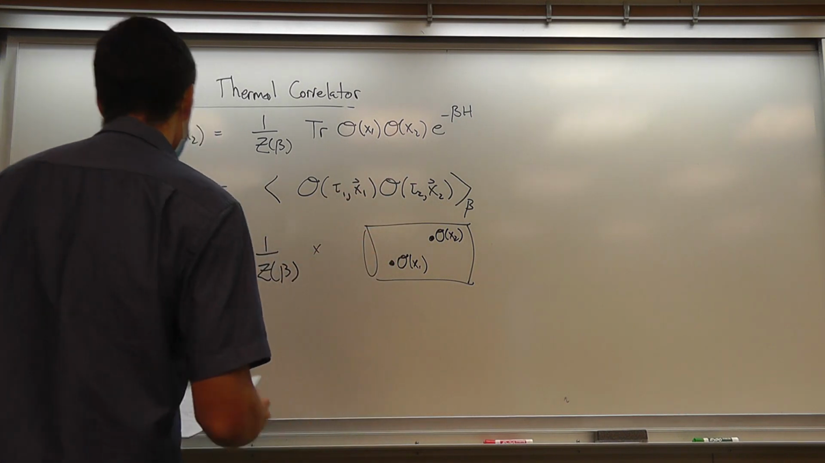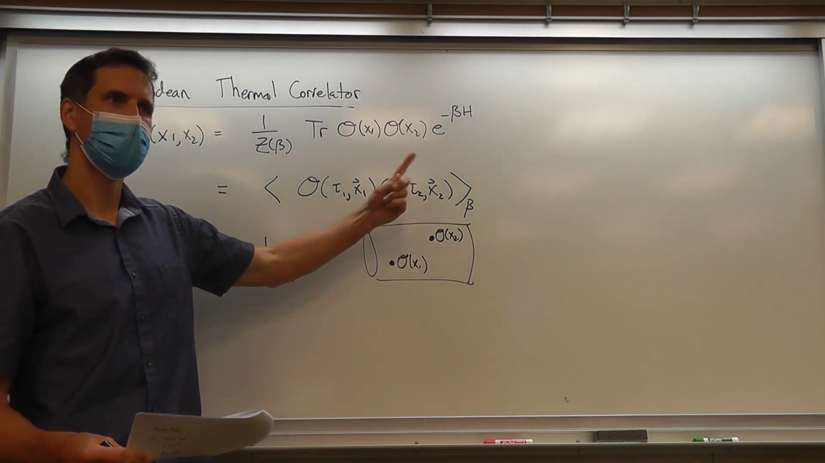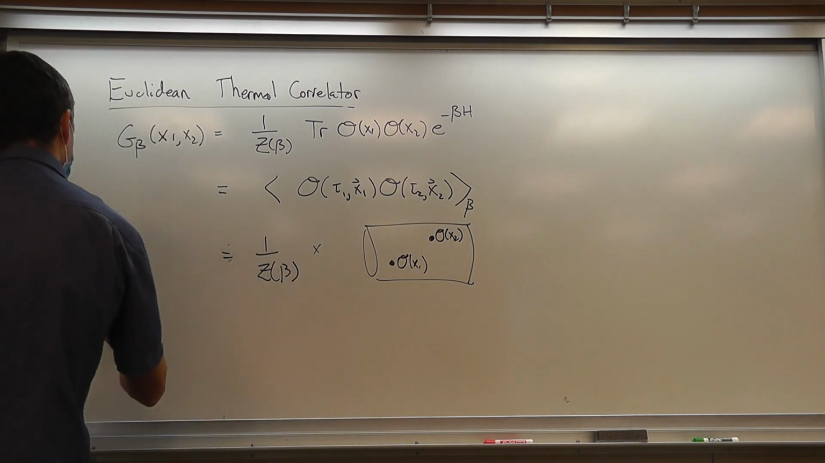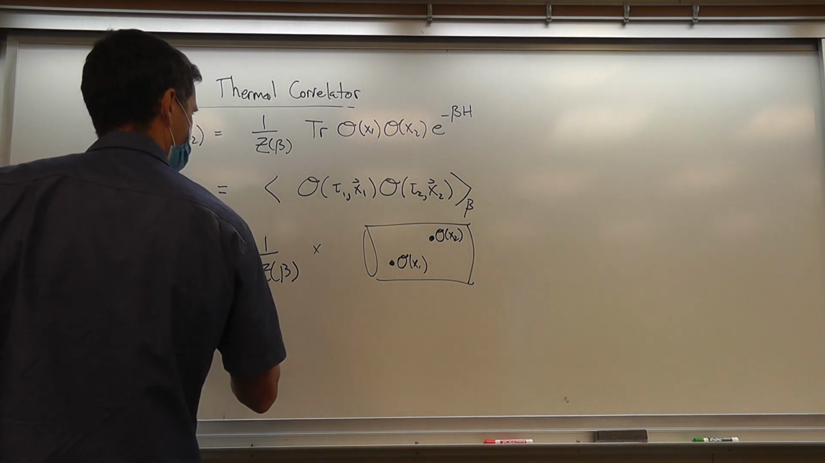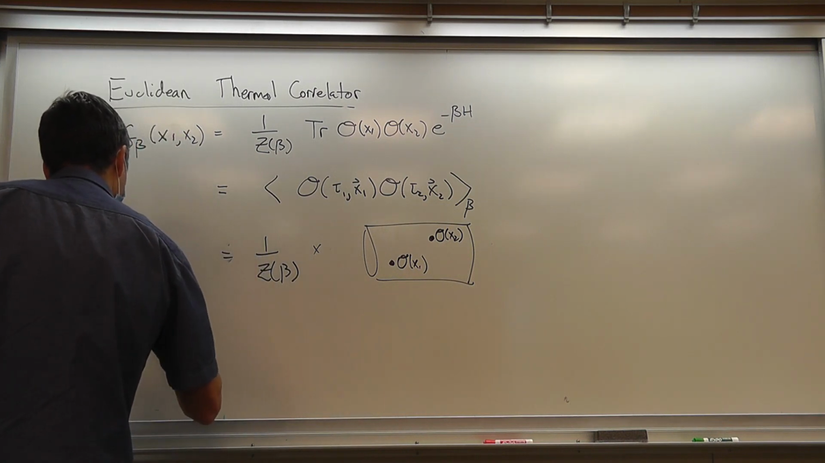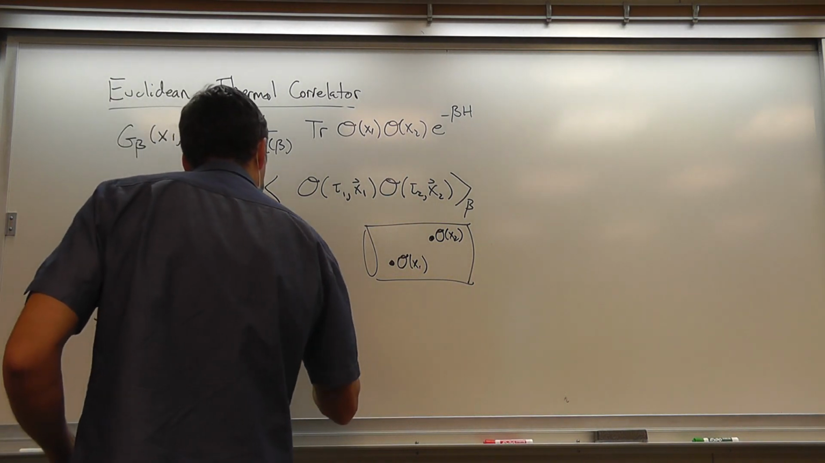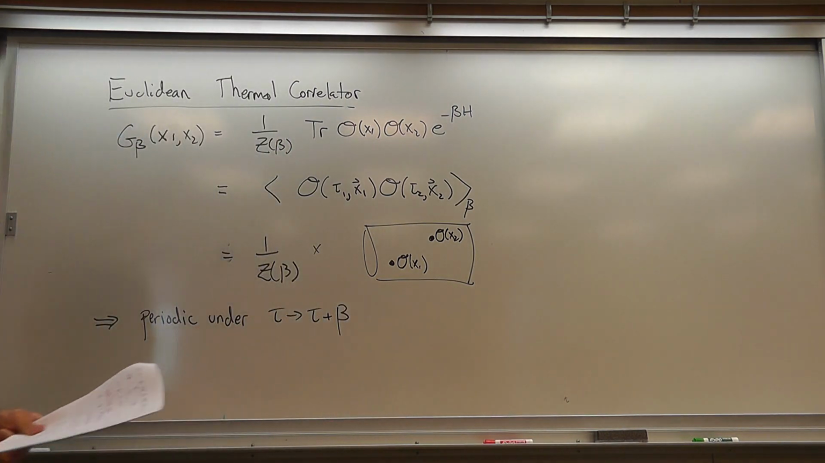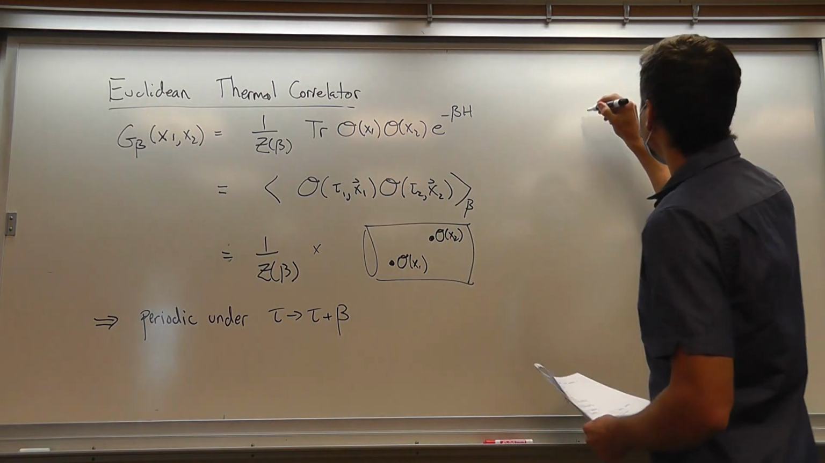So what does that mean in terms of the correlation function? Well, tau is the time direction that's being identified. So the conclusion is that this is periodic under tau goes to tau plus the inverse temperature beta.